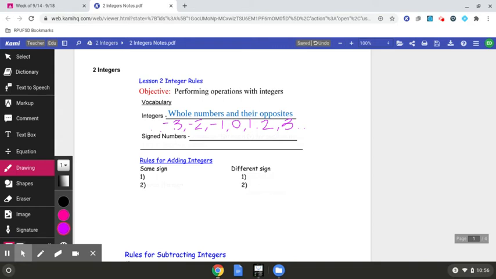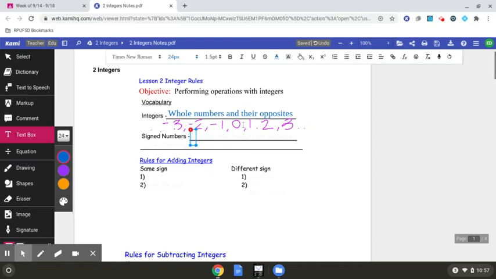So the next definition here, or vocabulary word, is signed numbers. And signed numbers are numbers that have a plus or positive for positives and a negative for negatives.